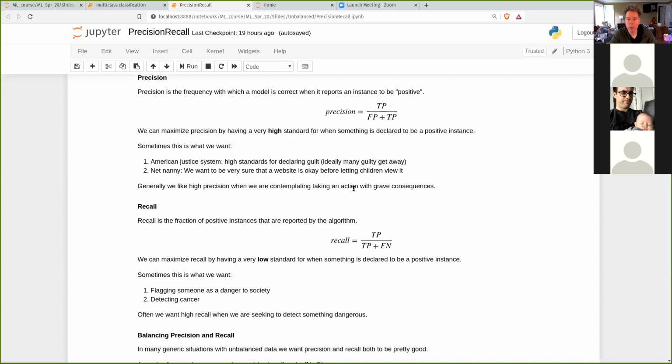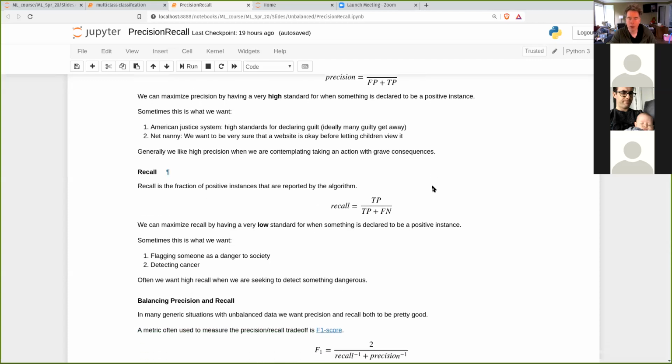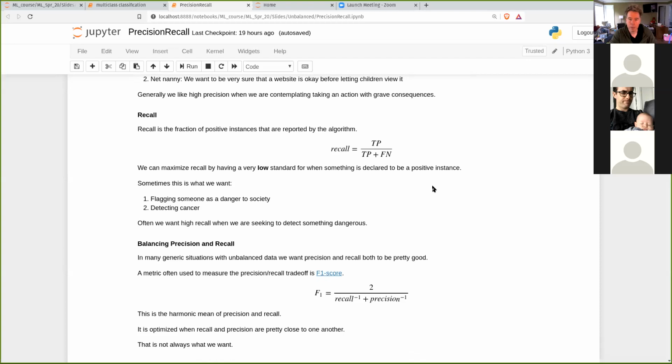When do we really care about precision? This is my own editorial sentence here. It seems to me it's usually when we're thinking about taking some action that might be harmful, something that we have to be really sure before we act, like killing somebody, or sentencing somebody in court or something like that.